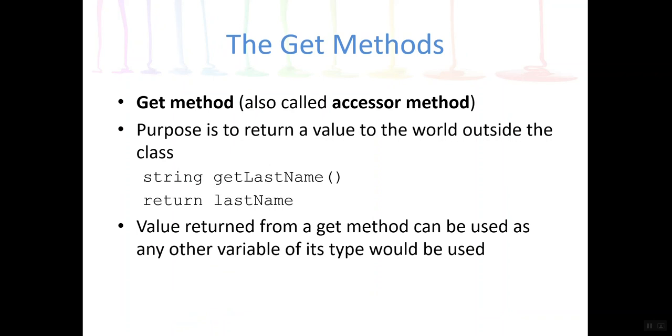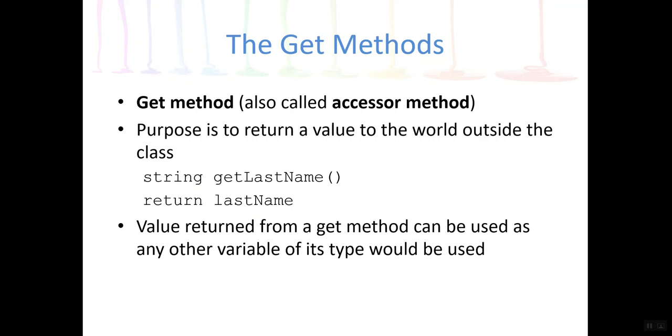Get methods are often called accessor methods, and the purpose is to return a value to the outside world. So here's the definition of get last name that we saw in the employee class. The data type is string, so that means it returns a string. Here's the name of the method. Empty parentheses because it doesn't have any parameters, nothing being passed in, and it simply returns the last name. So that was pretty simple.